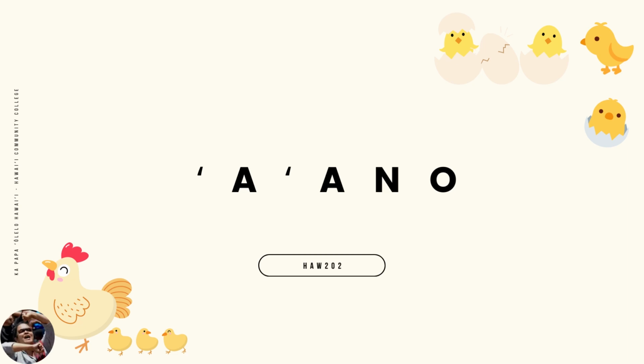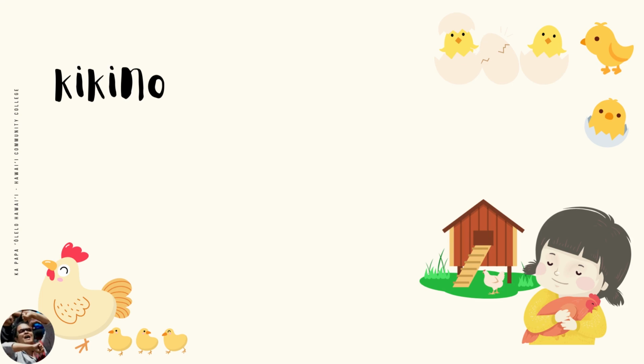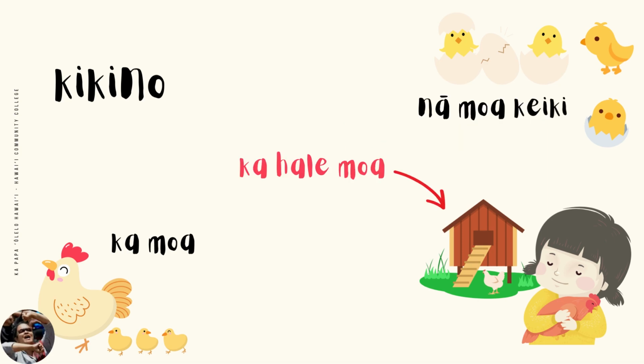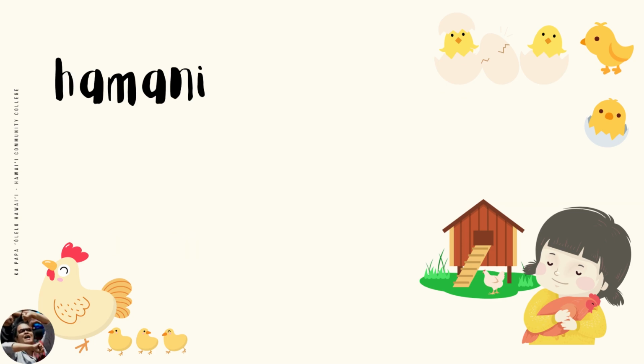ʻAʻano. ʻAʻano are a classification of vocabulary words along with kikino, hamani, and hehele. Let's review. Kikino are words that have a kino, a body or form. In English, we call these nouns: person, place, or thing. For example, ka moa, nā moa keiki, a me ka hale moa. Note that all kikino are preceded by ka'i, like ka and nā.